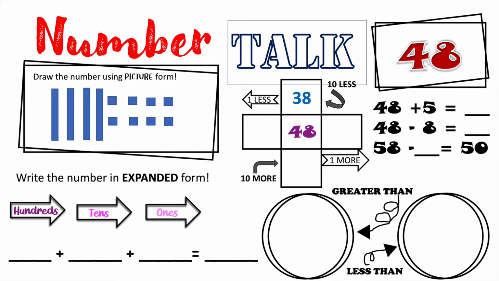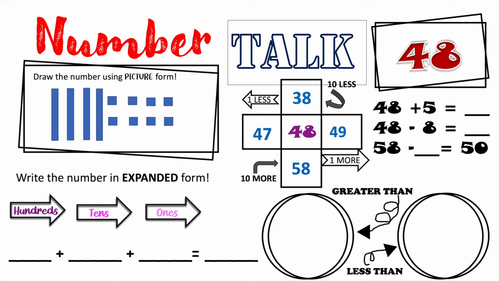What would be 10 more than 48? Yes, 58. If we start with 48, what would be 1 more than 48? 1 more than 48 is 49. And if we're thinking 1 less than 48, it would be 47. Excellent job, mathematicians. Let's go ahead and look at the addition and subtraction.